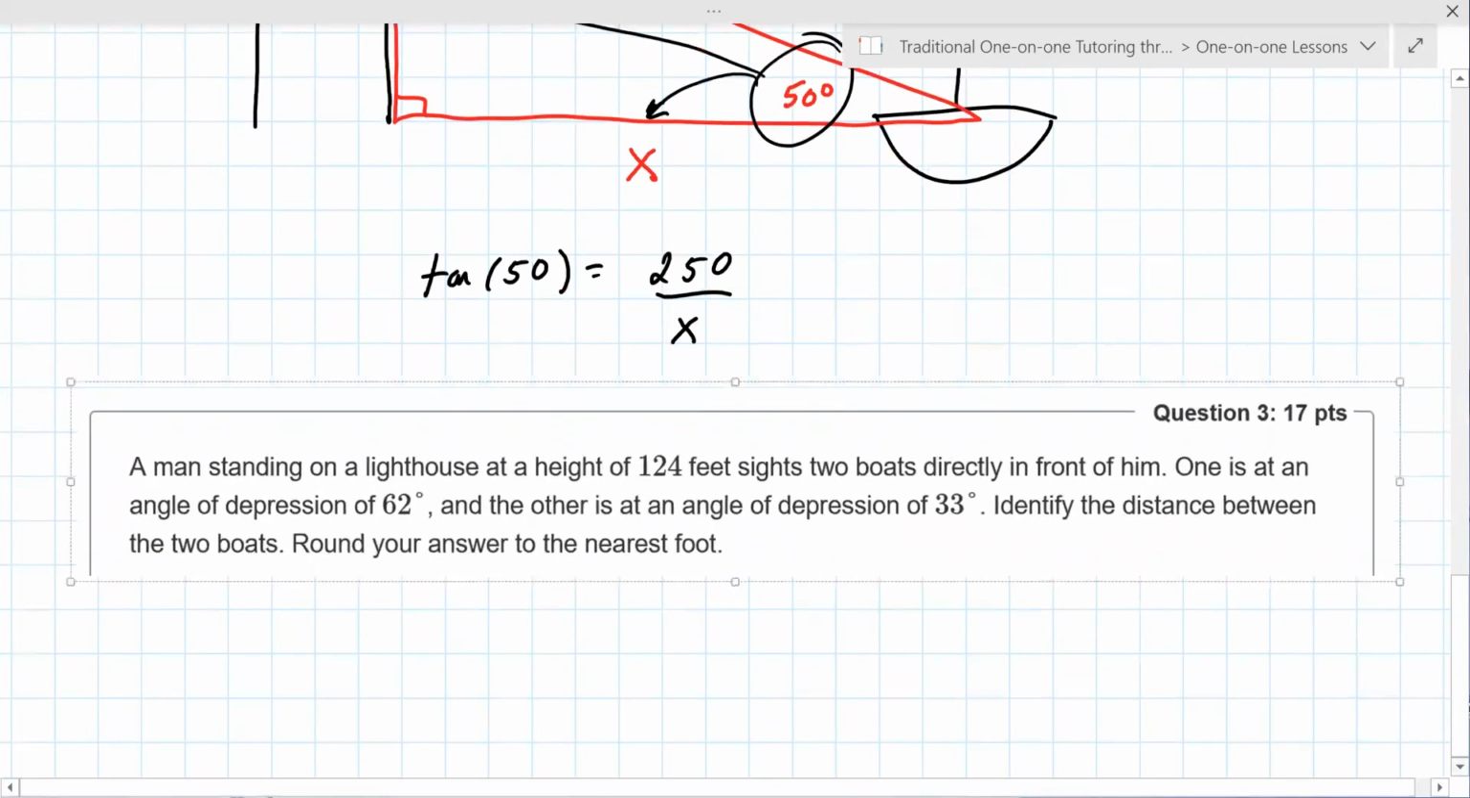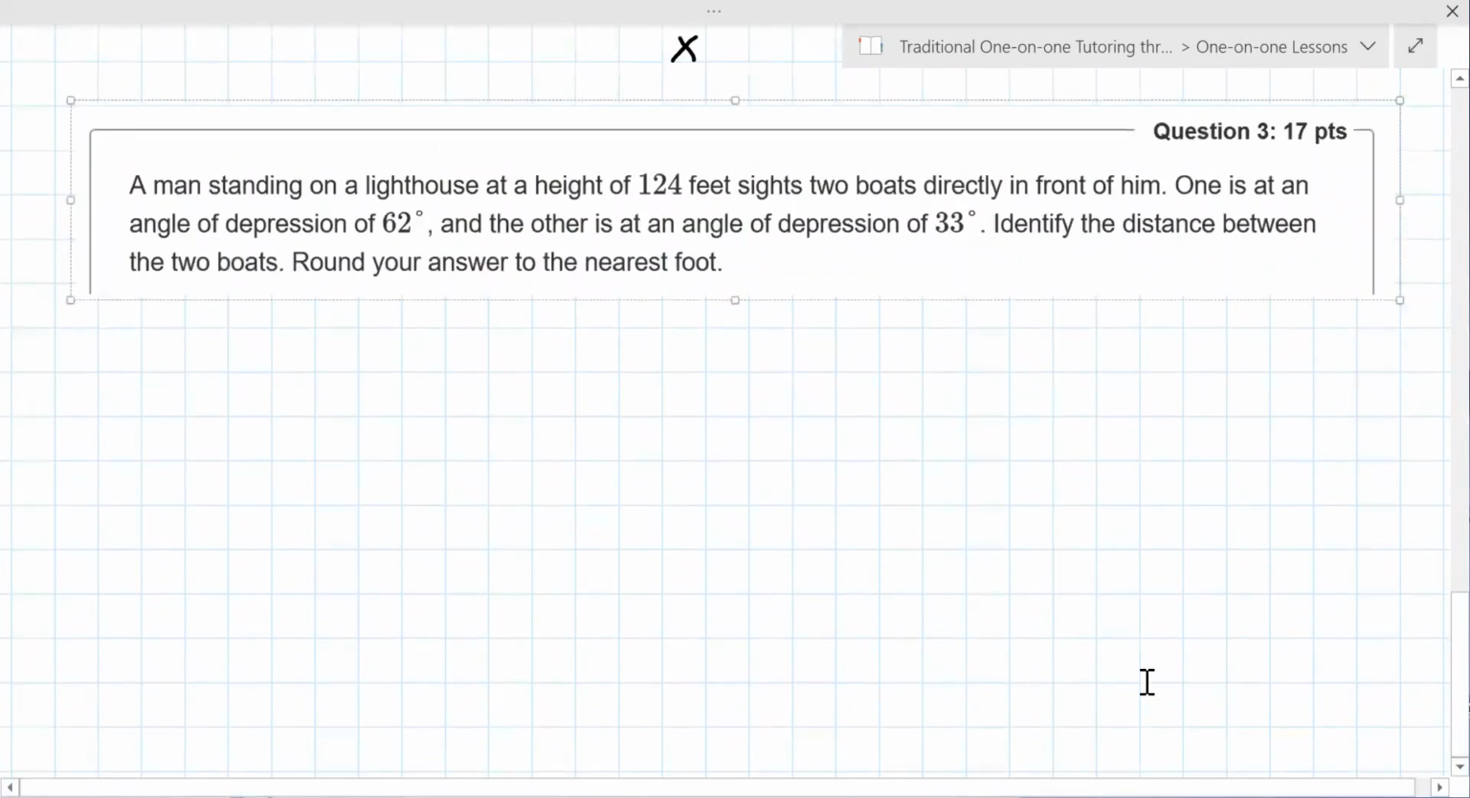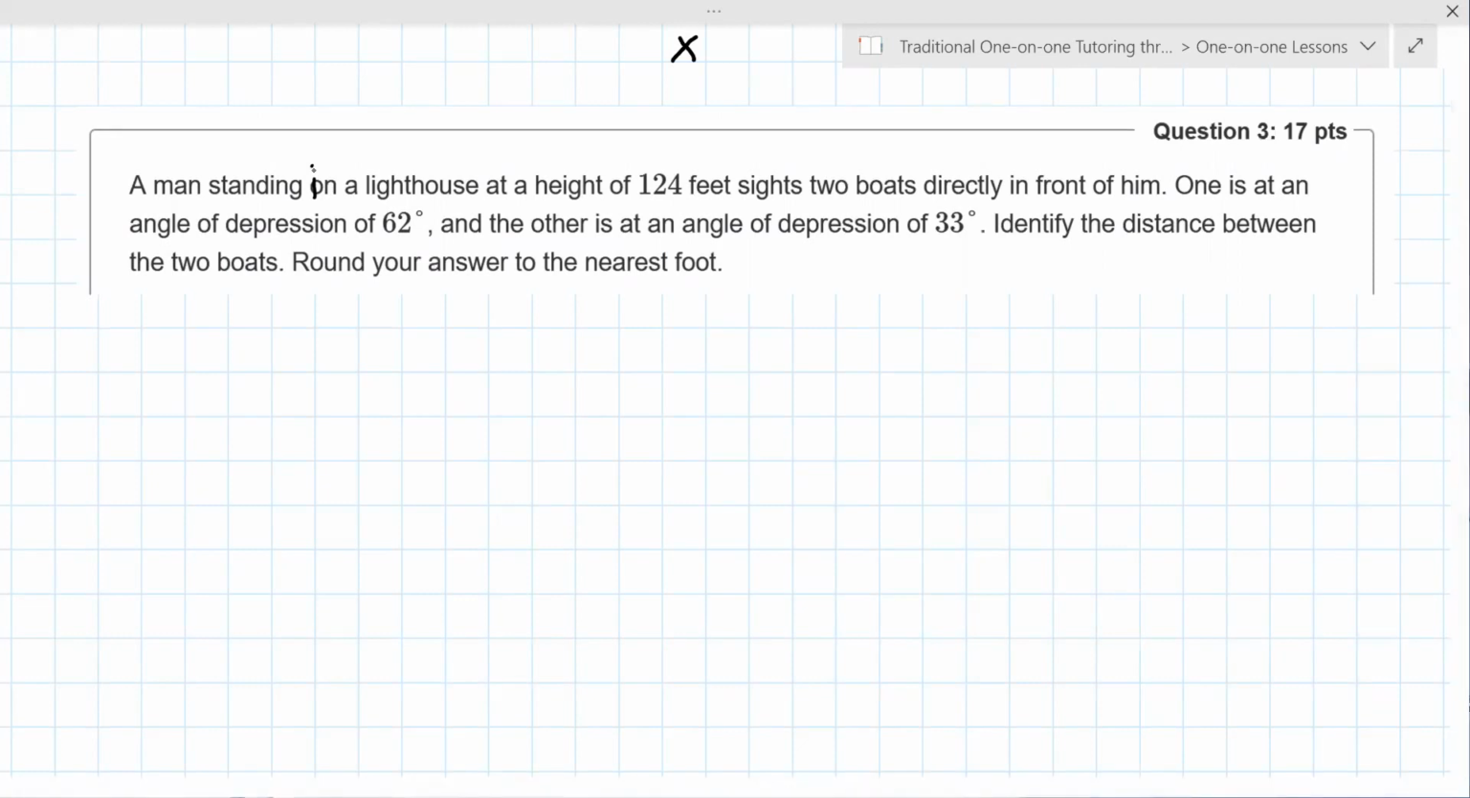Okay. So a man standing on a lighthouse, at a height of 124 feet, signals two boats directly in front of him. One is at an angle of depression of 62 degrees. The other is an angle of depression of 33 degrees. Identify the two boats. Okay, so we're not going to draw the picture. We're going to draw the triangle.